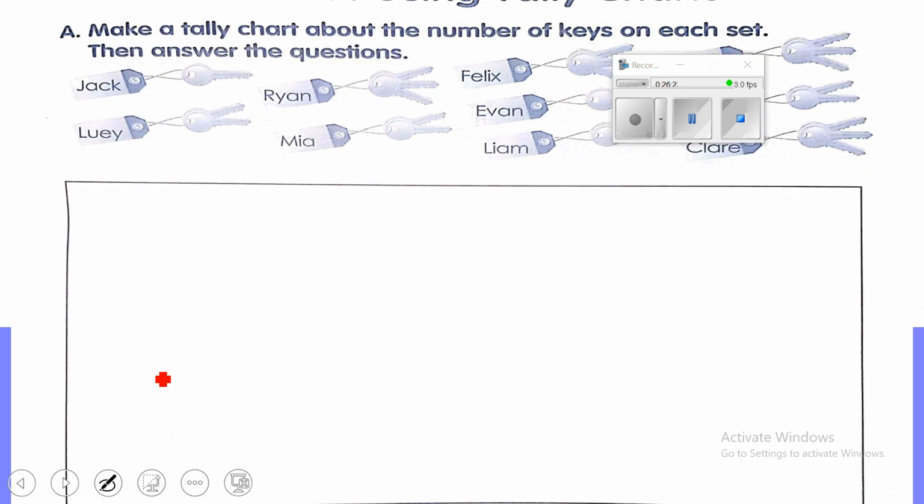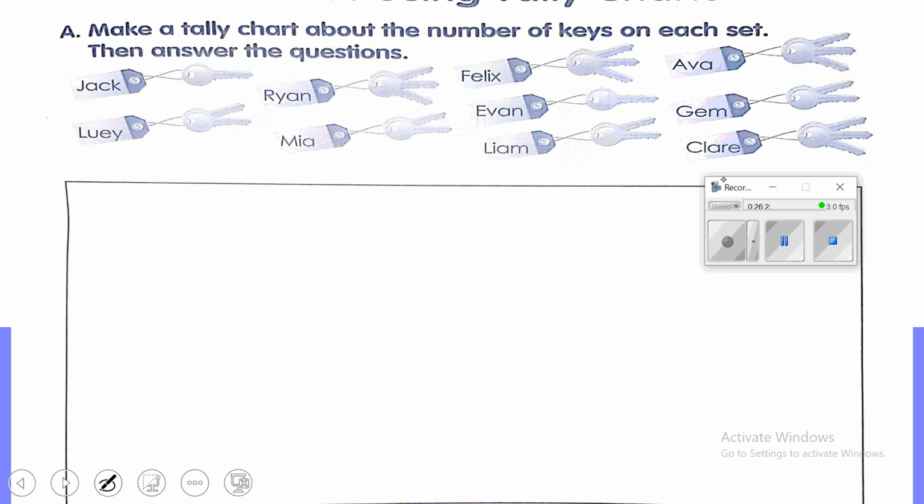Let's go to the homework. Here, they ask us to make a tally chart about the number of keys on each set. Let's see. Here I have one key for Jack, two keys for Louis, three keys for Ryan, and two keys for Mia. What will the title be? Excellent. Let's see. Here I write the number of the keys.